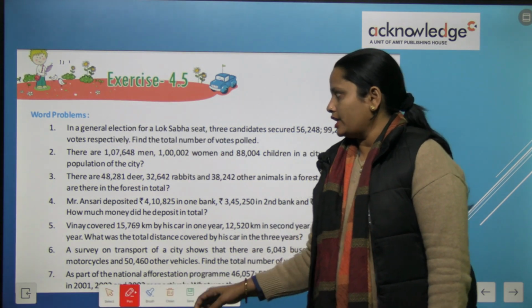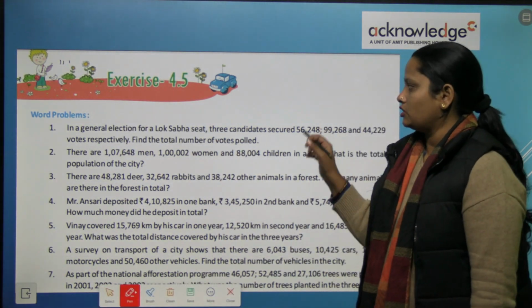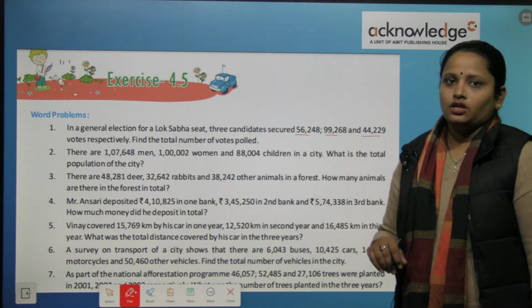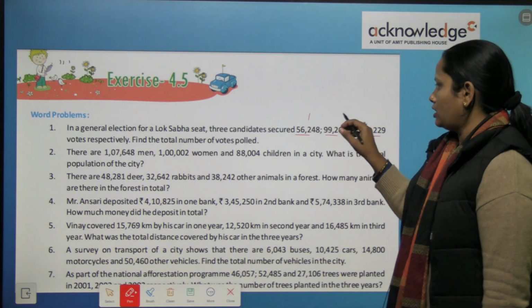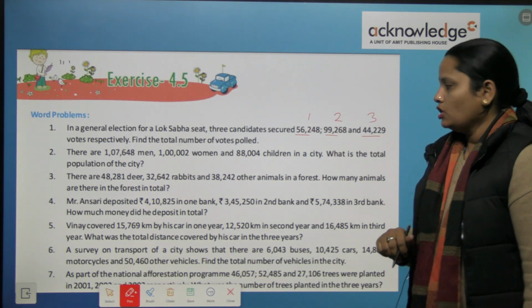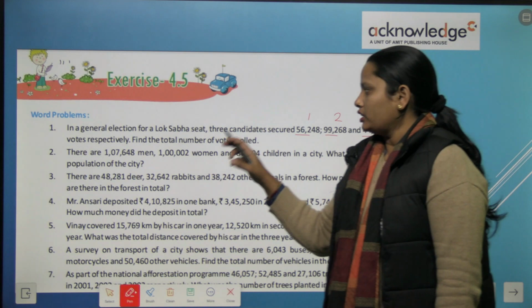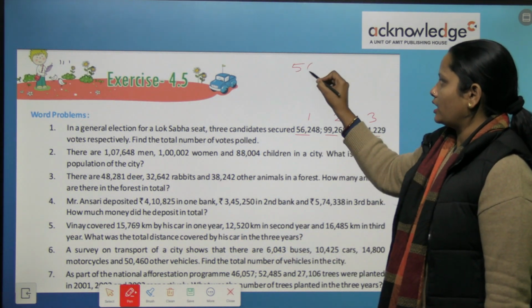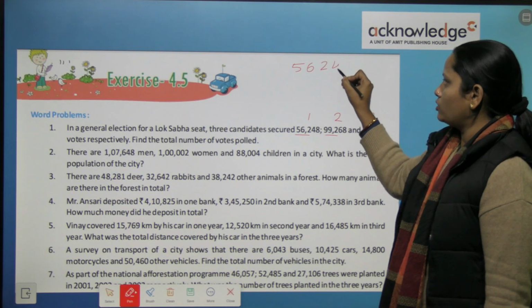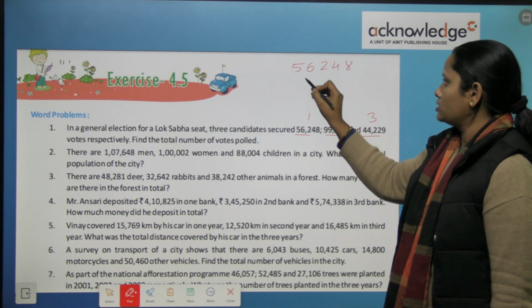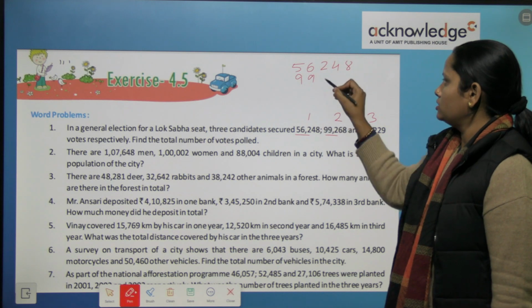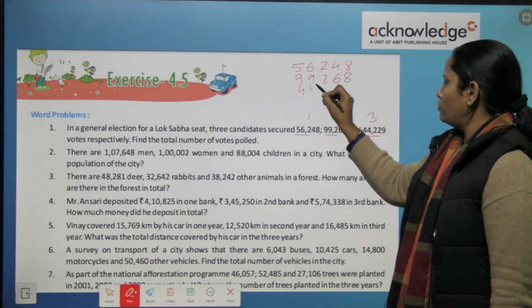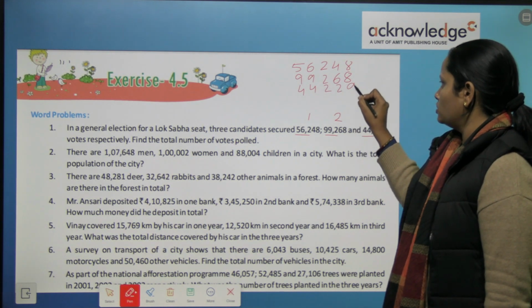In a general election of a Lok Sabha seat, three candidates secured these many and these many votes. So three candidates say candidate number 1, candidate number 2 and candidate number 3. Those three got this many votes. Find the total number of votes polled. How many votes in total. So we have to add all these numbers. 99,268. Again, 44,229.